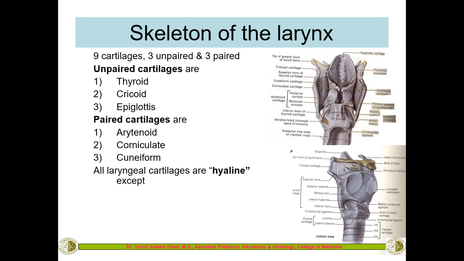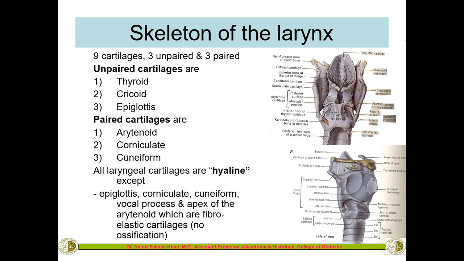Now you should know about the formation of these cartilages. All the laryngeal cartilages are made up of hyaline cartilage, except the epiglottis, the corniculate, the cuneiform, and the vocal process and apex of the arytenoid cartilage. Except these, all other cartilages are made up of hyaline cartilage.